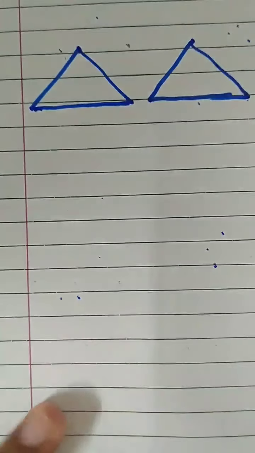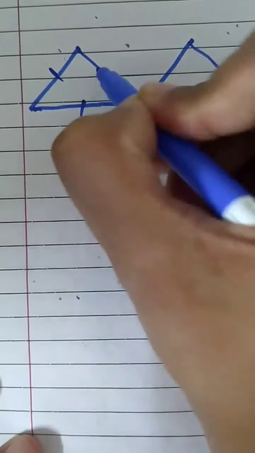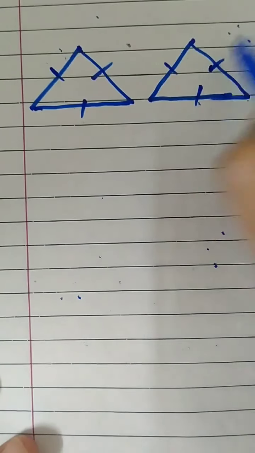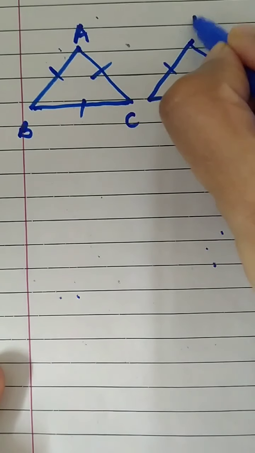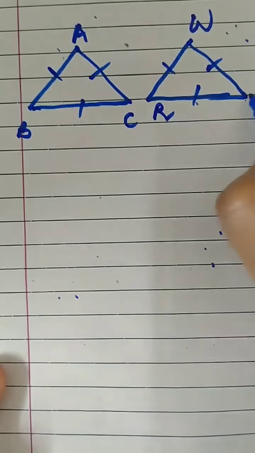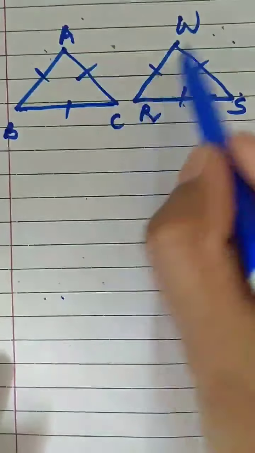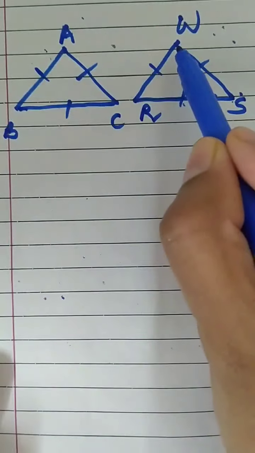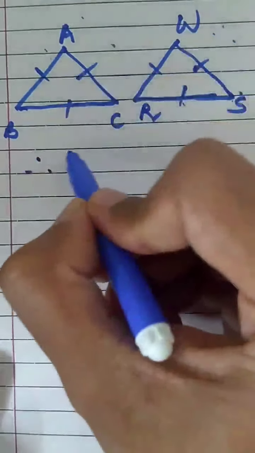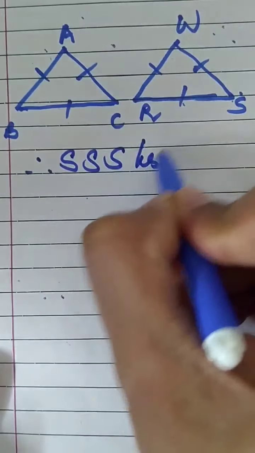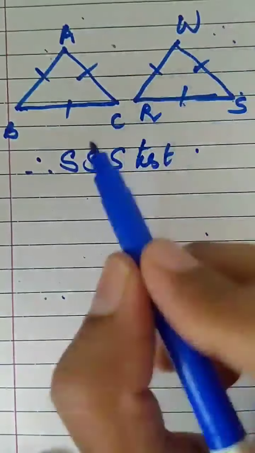Okay. Suppose I have two triangles. All three sides of one triangle and all three sides of another triangle I have marked. That means if the name of the triangle is ABC and WRS. So in triangle ABC and WRS, side AB congruent to WR, side BC congruent to RS, side AC congruent to side WS, all three sides of one triangle congruent to all three sides of the other triangle. Therefore, both the triangles are congruent by SSS test. Very simple. Side, side, side test.